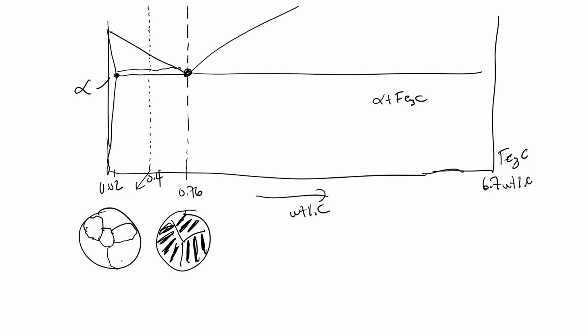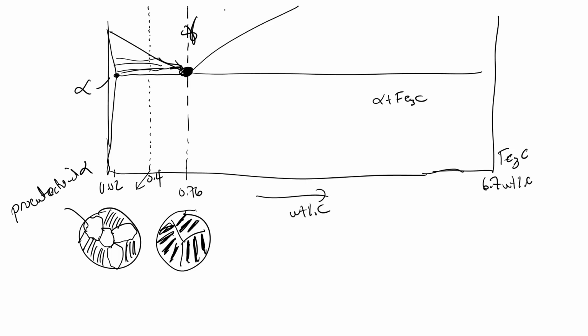So I'm going to draw these alpha grains. So this is going to be called pro-eutectoid alpha ferrite. And then the rest is going to turn into perlite, because whatever austenite was left at the very end, that's gamma phase up here, it's at exactly 0.76. Right? If you draw tie lines as you go down, it's approaching 0.76.